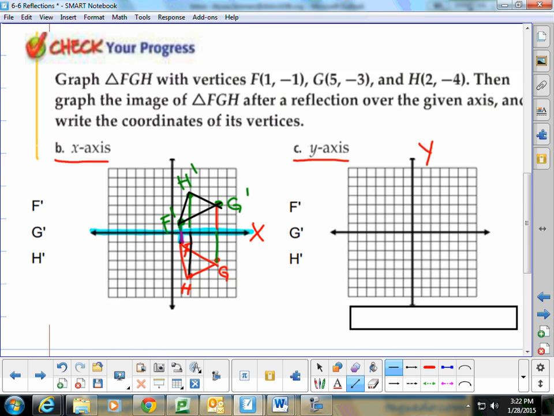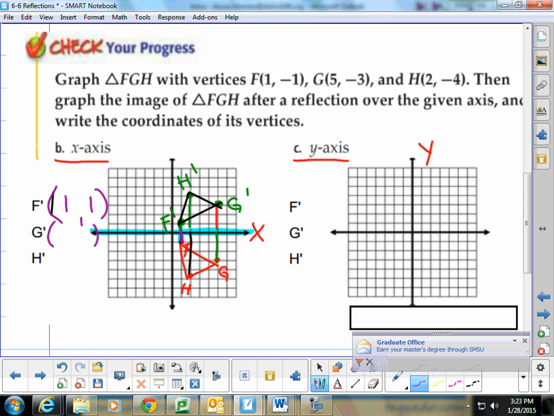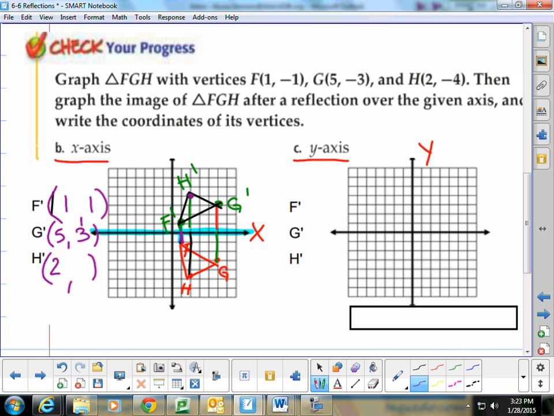But then we have to write the new coordinates of our prime. So what we noticed is we just went over the x-axis, and when we go over the x-axis, our y-coordinate changes, but our x-coordinate stays the same. F prime is still at 1, but instead of at -1, it's at +1. G prime is still at +5 for x, but it's up at +3 instead of -3. H prime is still at +2 for x, but instead of going down 4, we're at +4. So again, over the x-axis, our y-coordinate changes. Okay?